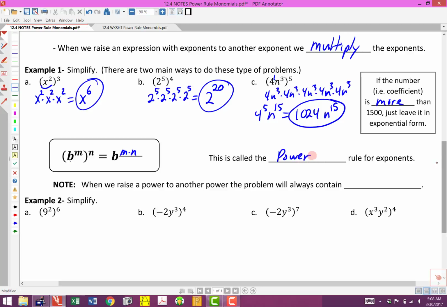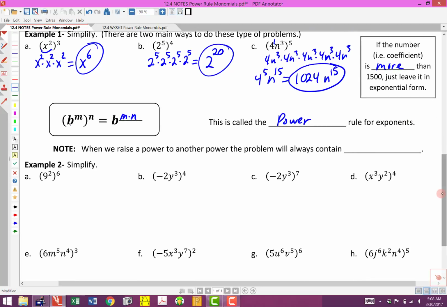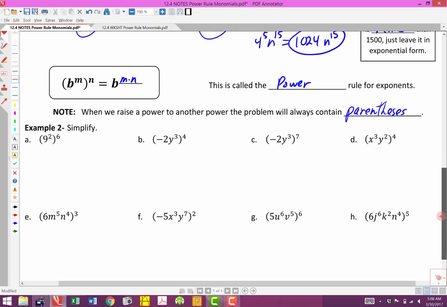What I want you to take a look at is those problems there. You have to have parentheses in each one of these problems. Whenever we have a power raised to another power, it will always have parentheses. Okay? So we're going to run through these problems, and then we'll see how quickly we can get you working on your assignment.